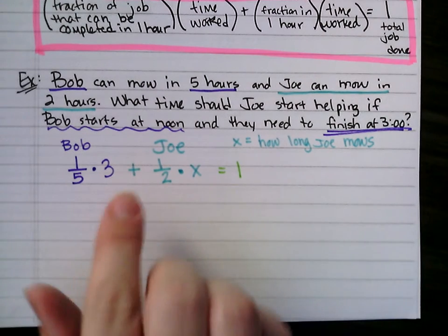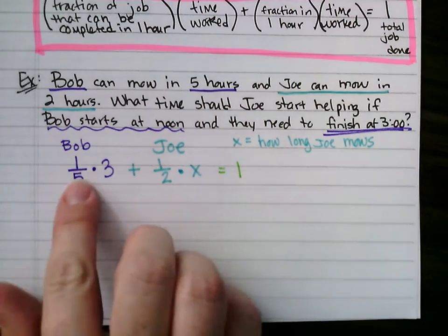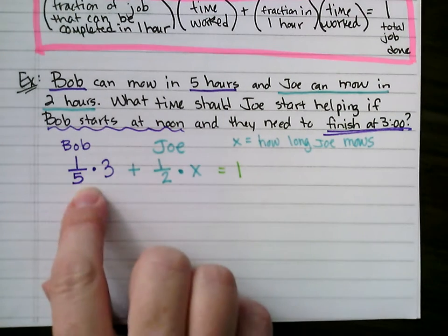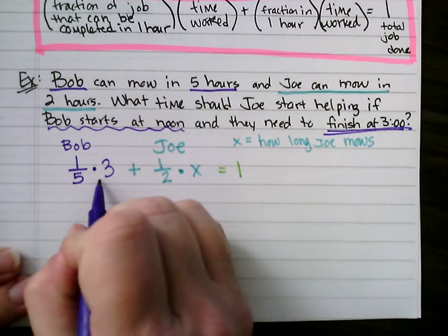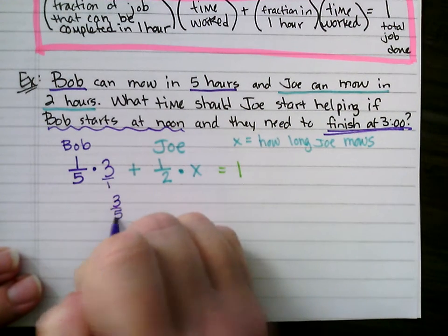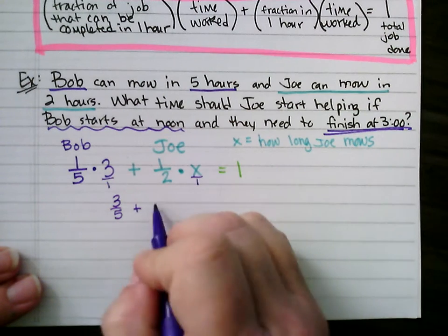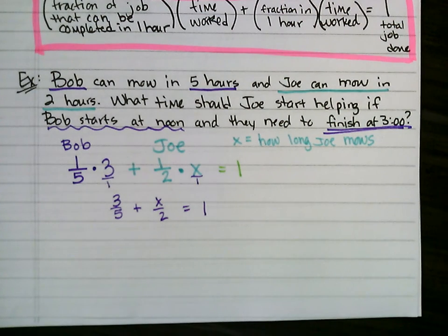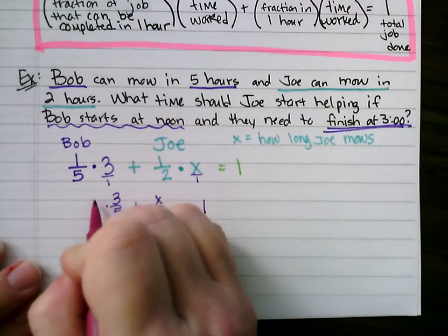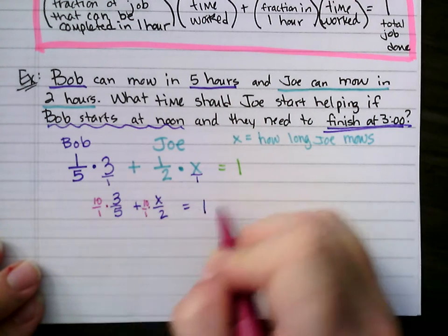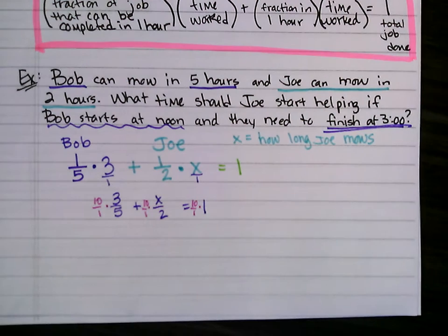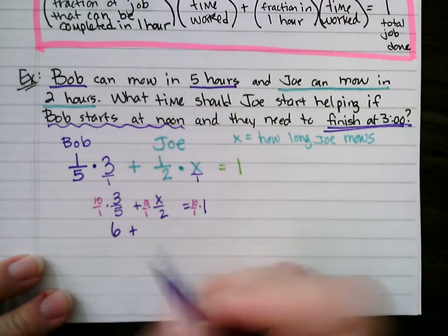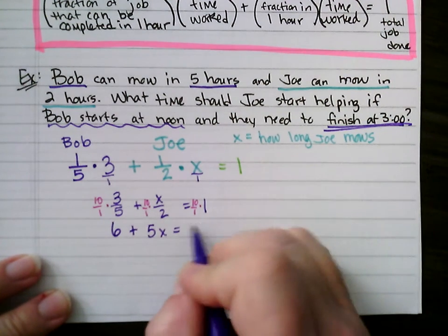So let's simplify this formula up a little bit. We've got Bob 1/5 times 3. So that will be like 1/5 times 3/1. So 3/5 plus Joe 1/2 times x/1. x/2 equals 1. And again, we've got that fraction situation. So we want to clear those fractions. Just this time, the LCD is going to be 10. So times 10/1, times 10/1, times 10/1. So that's going to give us 30/5, which would be 6, plus 10x/2, which would be 5x, equals 10.